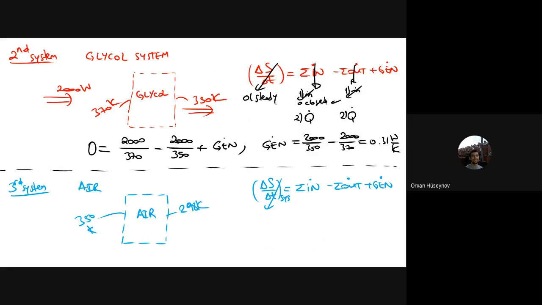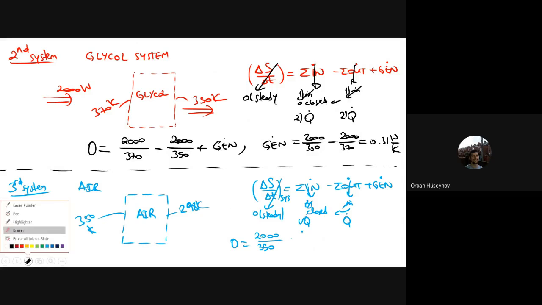This term is 0 because we have said it is steady. And the in term for m dot is 0 because it is closed. For the Q dot, it is there. For m dot, again 0 because closed. Q dot is there, and generation is there.